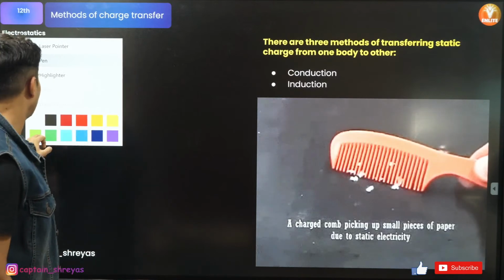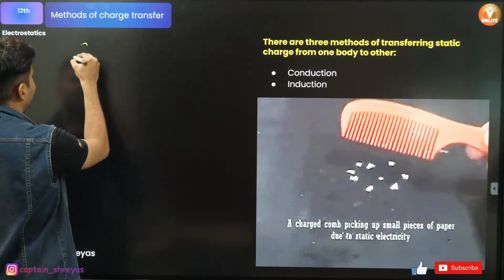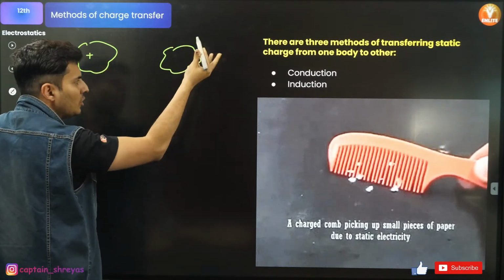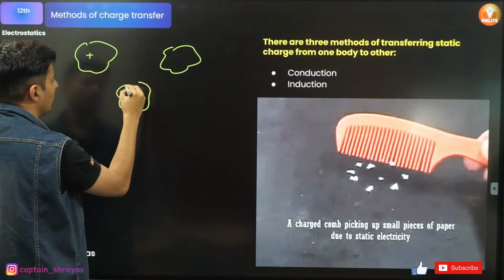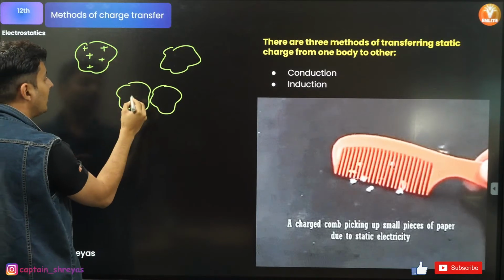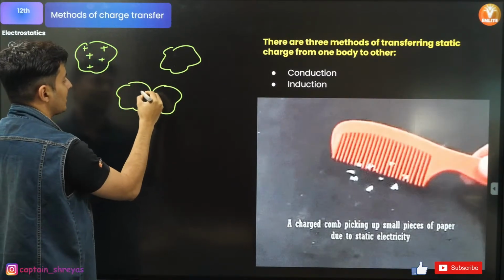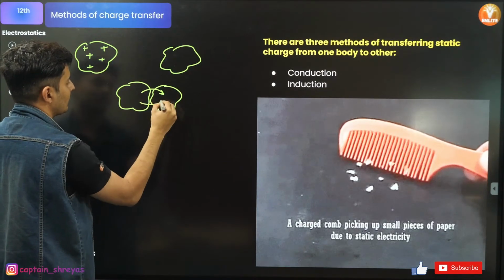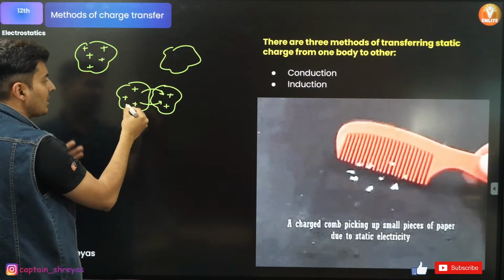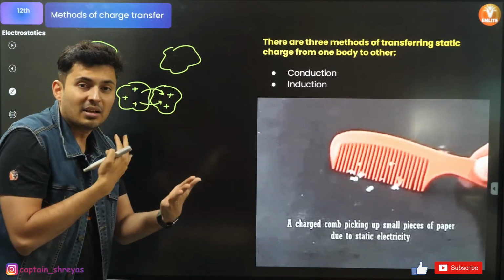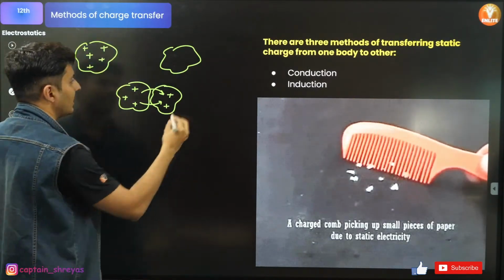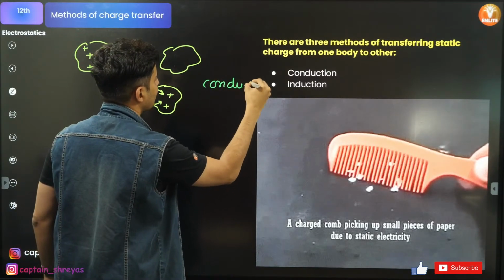Let's have a look at it. See, if I have a charged body and then let's say I have an uncharged body, okay, neutral. Now I touch these two bodies. So maybe this body had some charge like this. The positive charges jump onto the other body like this. So they jump. Maybe these positive charges go here. Some other positive charges remain. This process where physical contact is involved, some path is there, that is basically called as conduction.